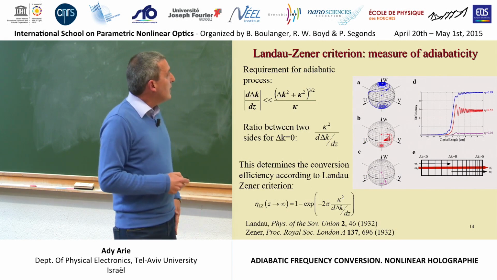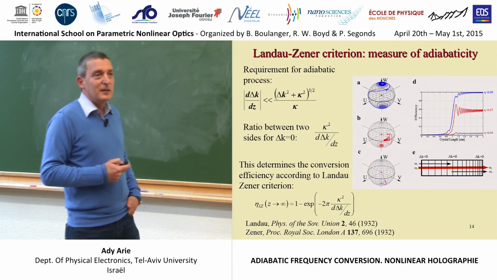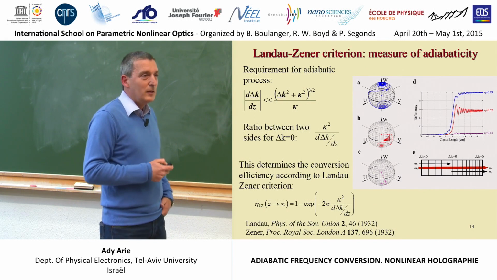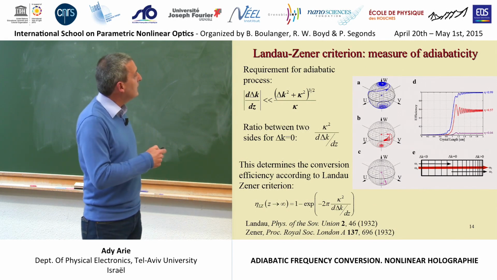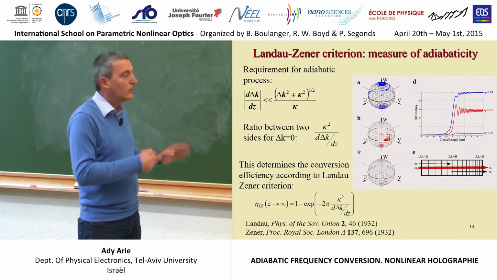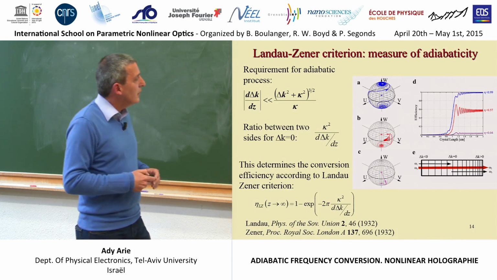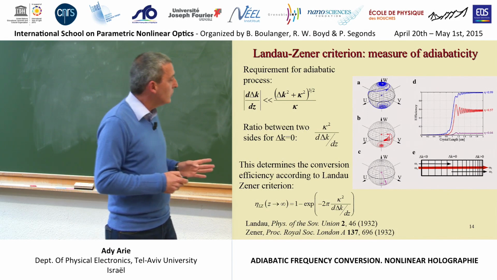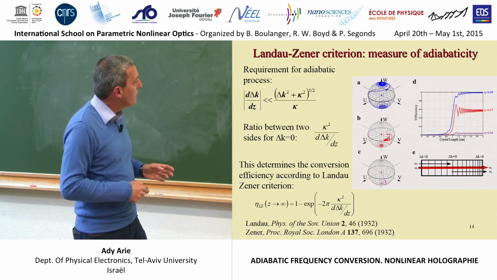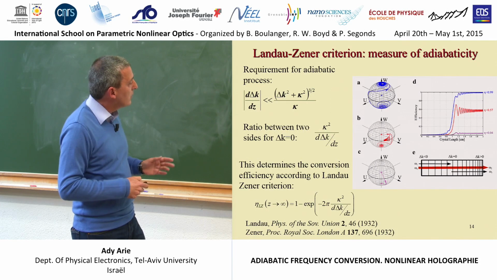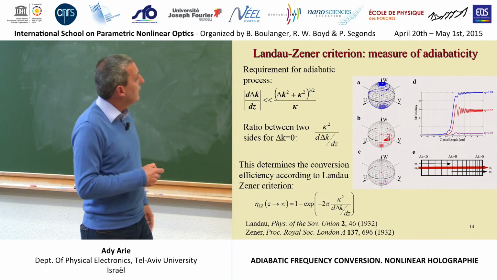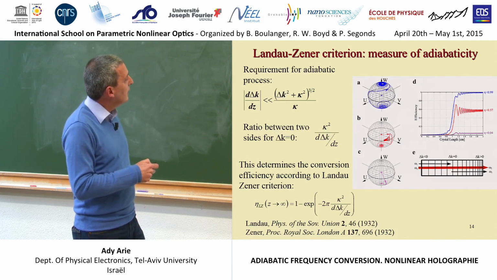Okay, now you can ask, what happens if I don't satisfy the adiabatic condition? So this is the adiabatic condition. What happens if it's not fully satisfied? In fact, even then I can find some solution. There is a criterion which is called the Landau-Zener criterion. If I take this part, the ratio between this one and, as I said, this becomes kappa to the power of 2.